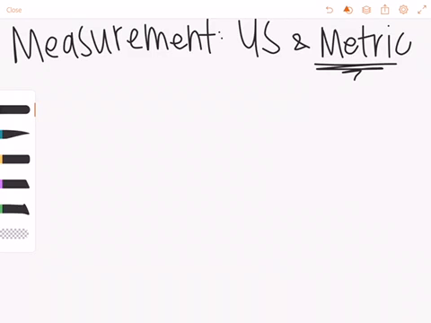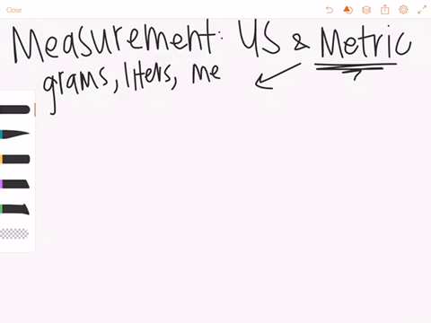In the metric system, we have three different units that we can measure in. We have grams when we talk about weight, liters when we talk about capacity, and meters when we talk about length or distance. All right? And then this stays very consistent. We have this little story that we can use to remember, and it stays consistent between grams, liters, and meters.